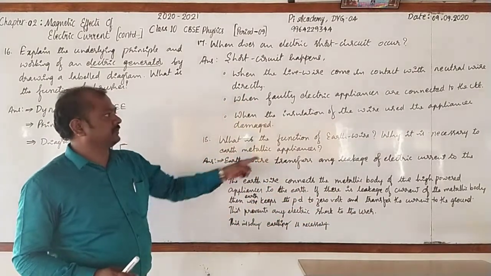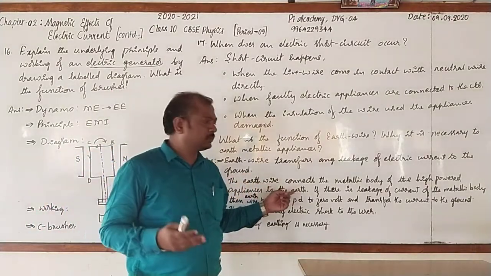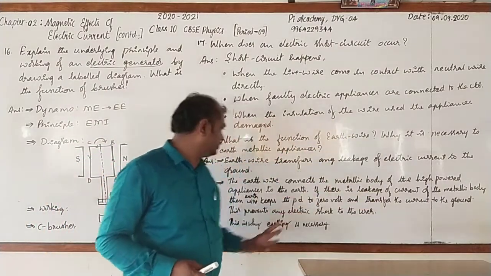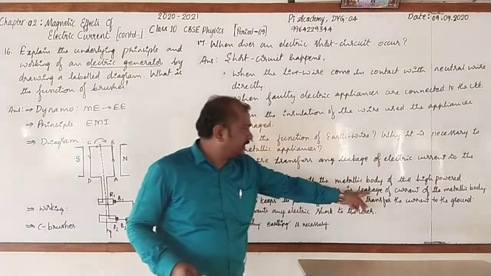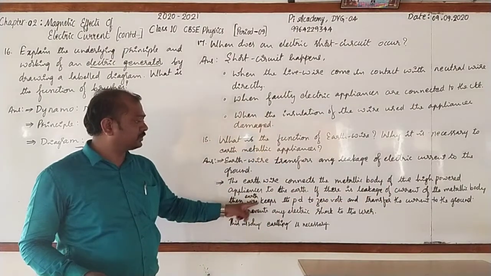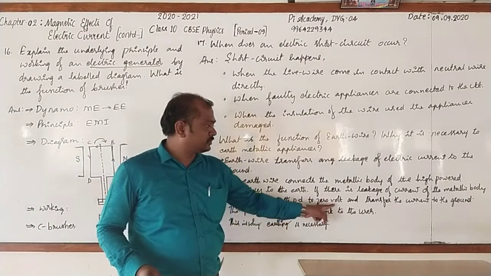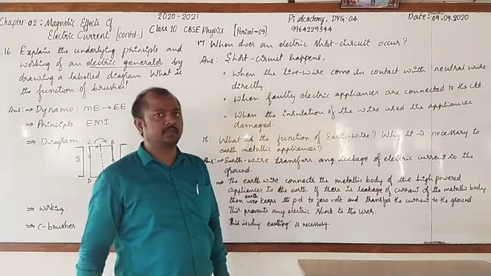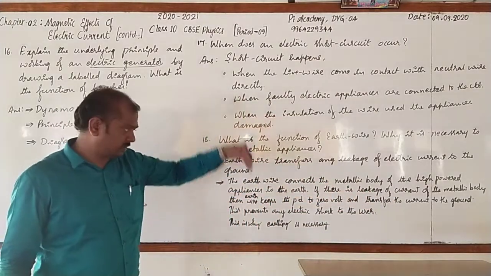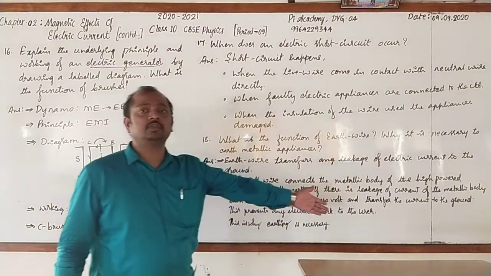That is the main function. Why is it necessary? The same thing. We know that the earth wire connects the metallic body of the appliances to the ground. If there is leakage of current to the metallic body, then the earth wire keeps the metallic body's potential difference at 0 volt, which is equal to the potential difference of the earth, and it transfers the current to the ground. This prevents any electric shock to the user.